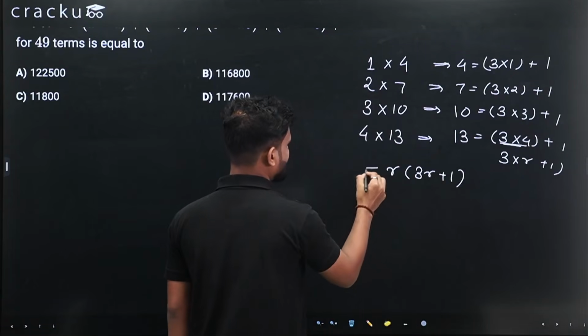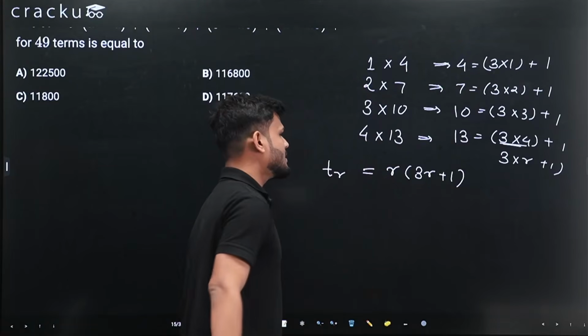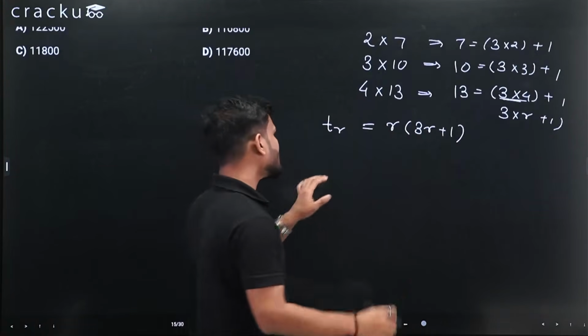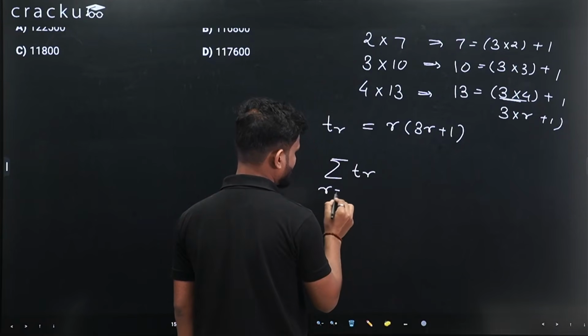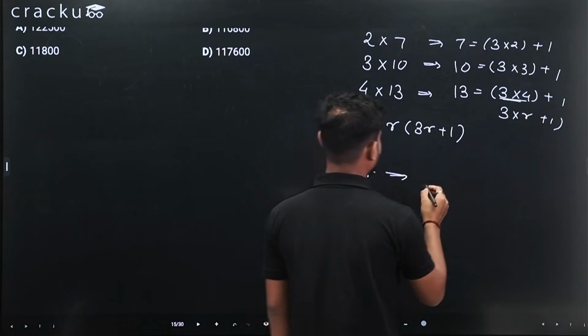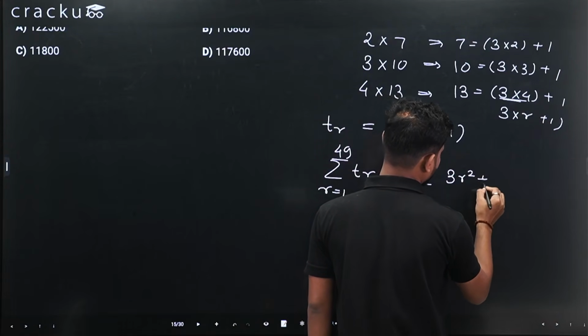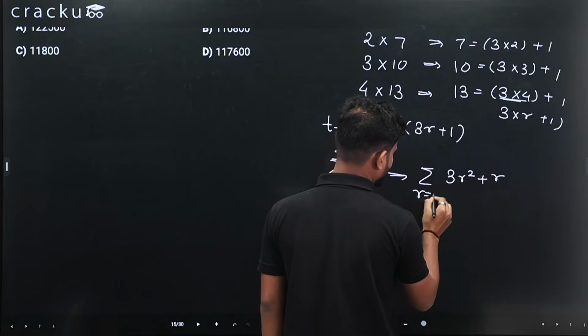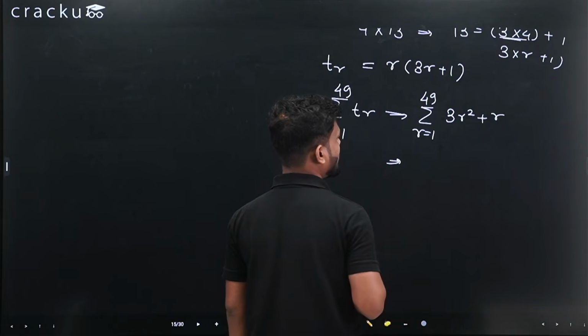So this will be, let us say, general term TR. Now you need to find the summation of TR such that r is equal to 1 to 49. From here you get summation of 3r square plus r, when r is equal to 1 to 49. Right? From here what you get?